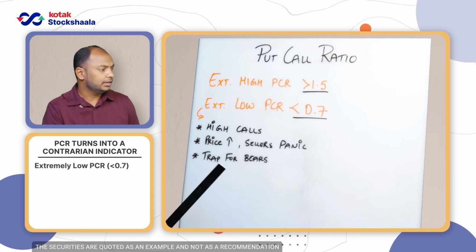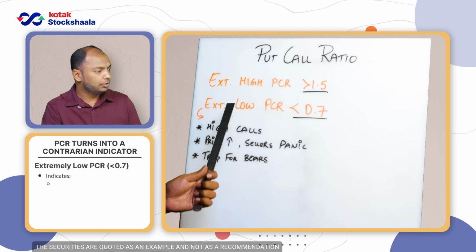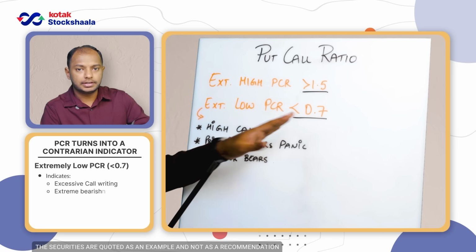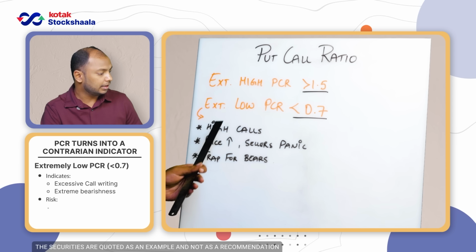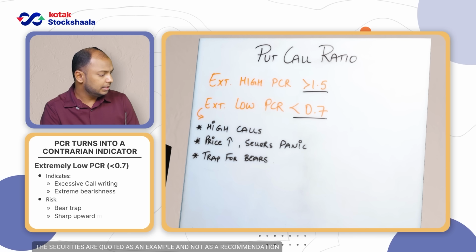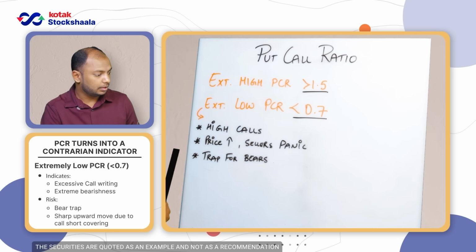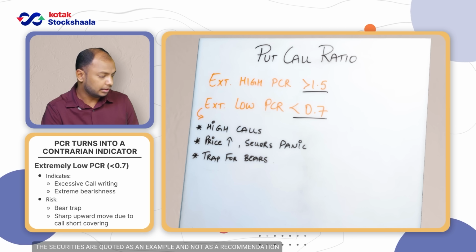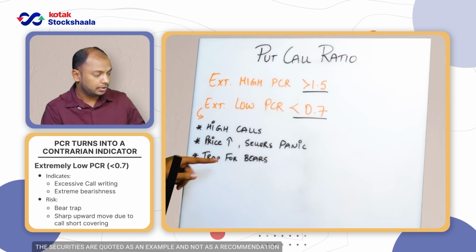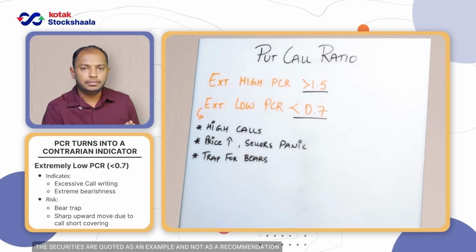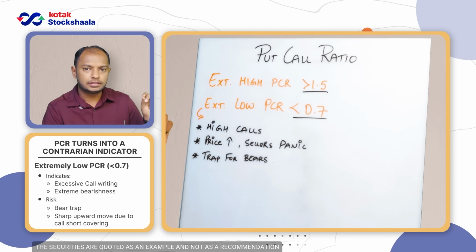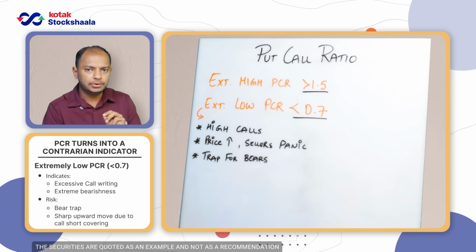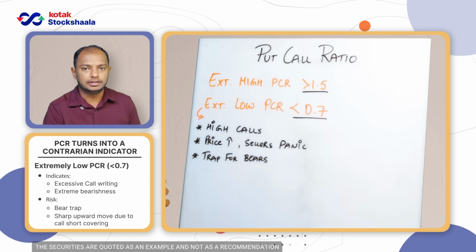Now, considering the second condition where there is extremely low PCR, where it is less than 0.7, which means there is an extremely high number of call writing. What it means is that if the price starts going up, then sellers might start panicking, and this might be a trap for bears. Always remember, when the values are extreme, it does not signify continuation, but it signifies a reversal.